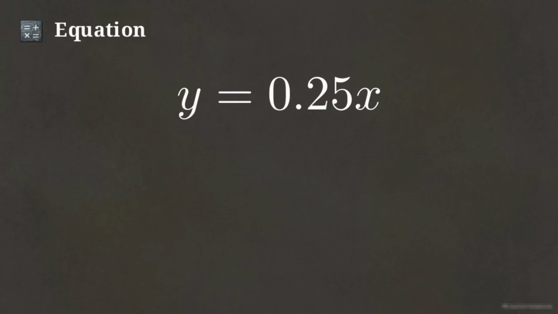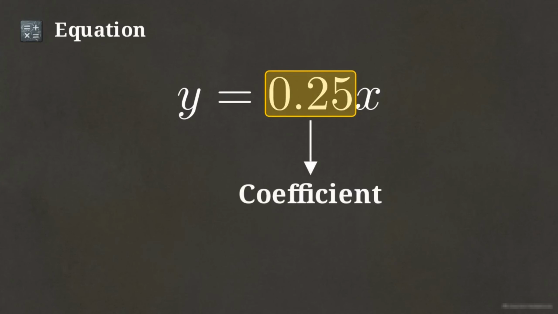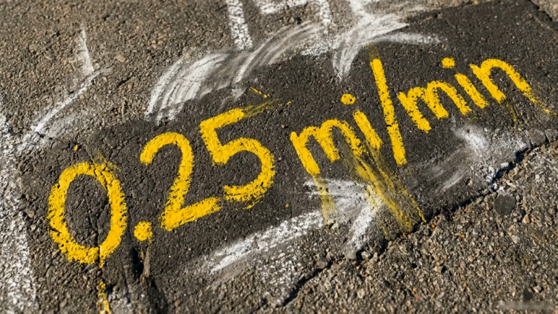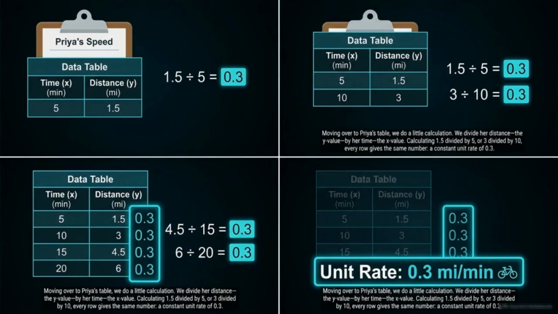We will start with Jordan's equation. This is the easiest format to read because the unit rate is sitting right there. It is simply the coefficient, or the number attached to the x. That gives Jordan a unit rate of 0.25 miles per minute. No extra math required. Moving over to Priya's table, we do a little calculation.